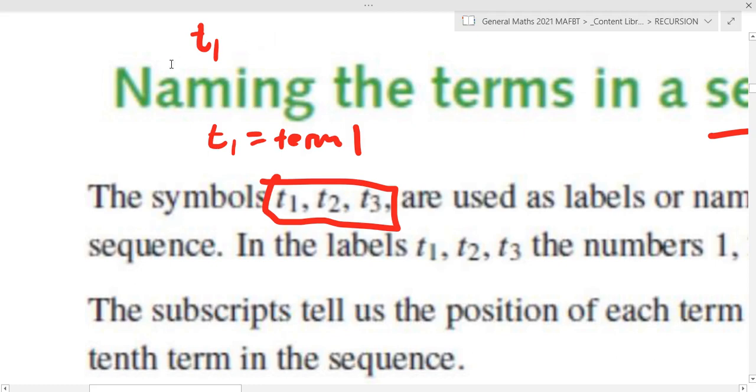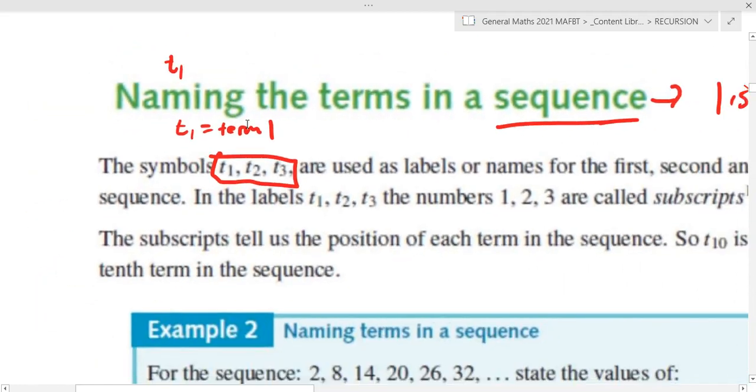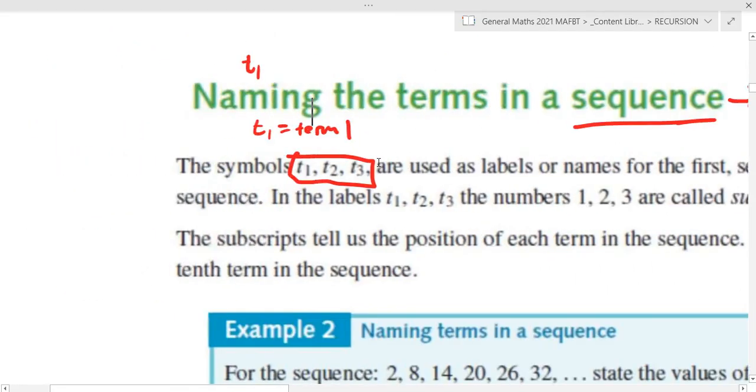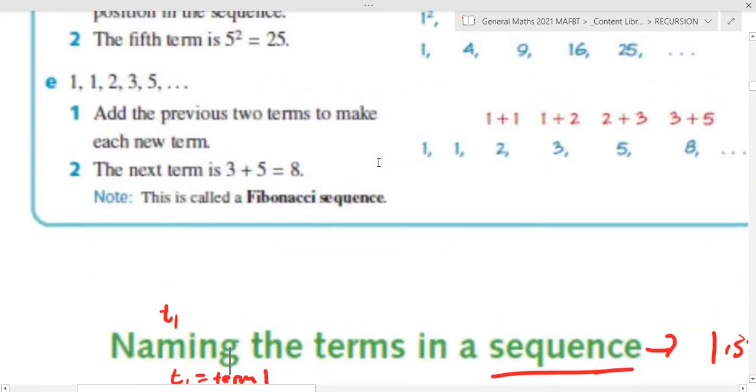These are used as labels or names for the first, second, and third numbers in a sequence. And this goes on forever. You can have T4, T5, T6, all the way up to T100. 100 numbers, or the 100th term.